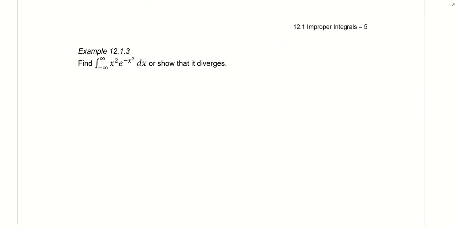Let's do one more, and then we'll talk about a couple other quick things before we talk about type 2. Right, so let's look at this one. So here we're integrating x squared times e to the negative x cubed, and we're integrating from negative infinity to infinity. So we either want to find this integral or we want to show that it diverges. So this is one that looks maybe like it's going to take a little bit more work because we have two infinite limits of integration.